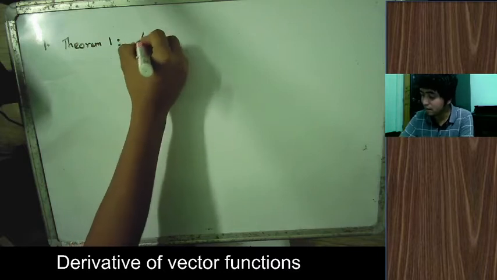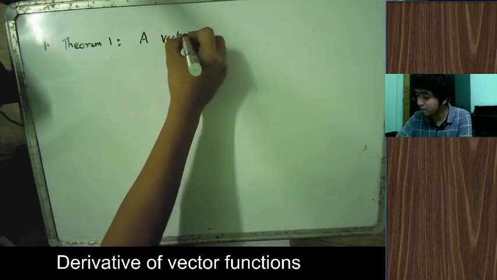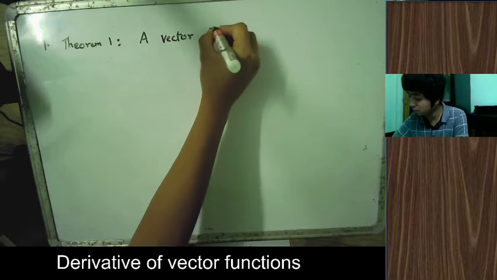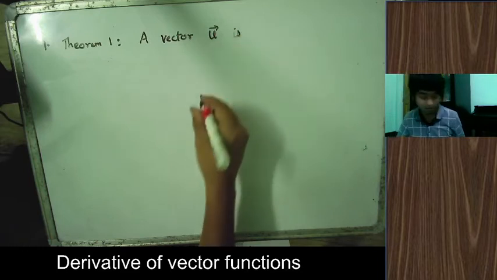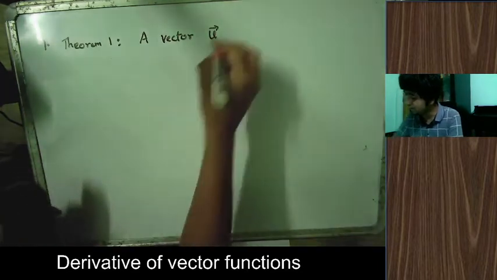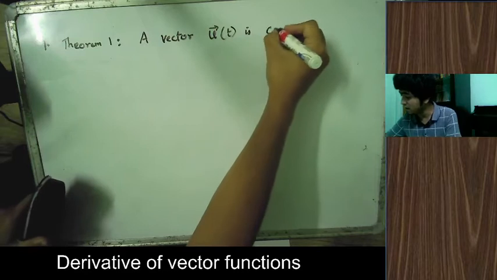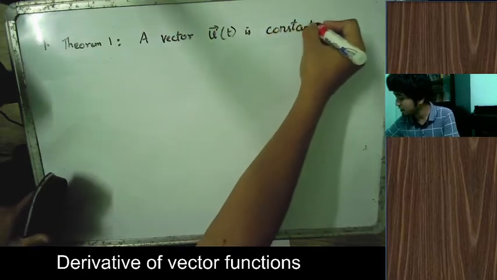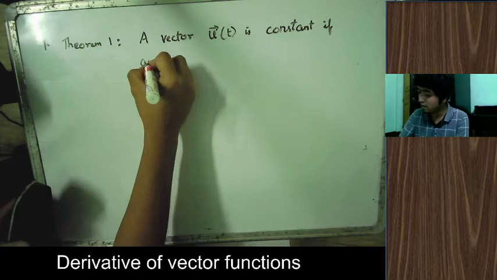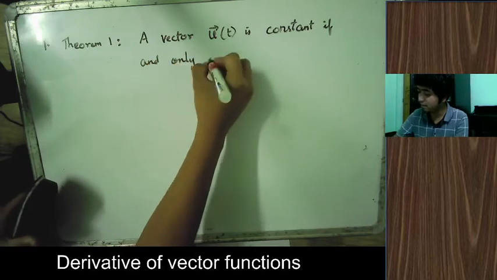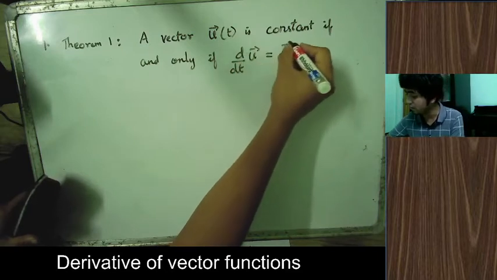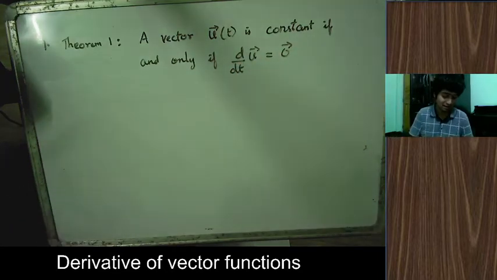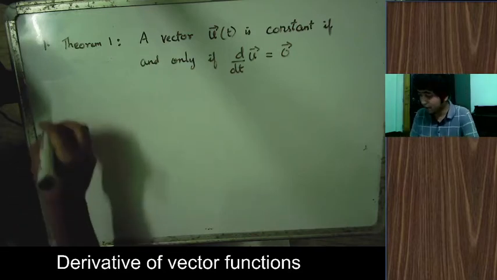Theorem 1: a vector u bar (t) is constant if and only if d/dt of u bar is equal to the zero vector. So let us try to prove this one. You will see that it's very simple. There are two parts.